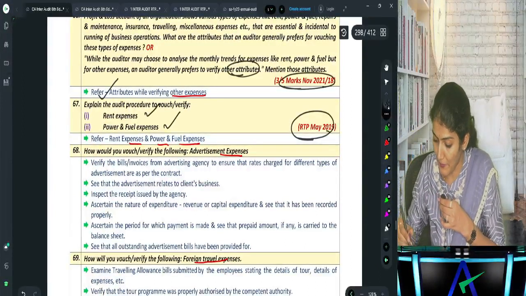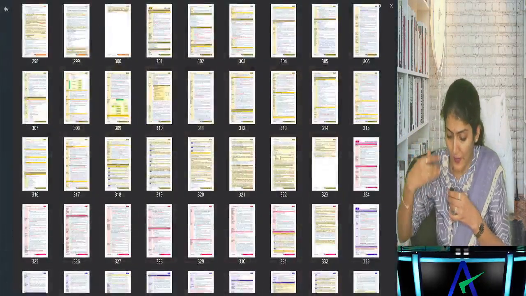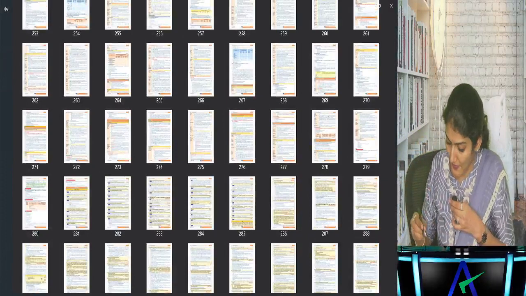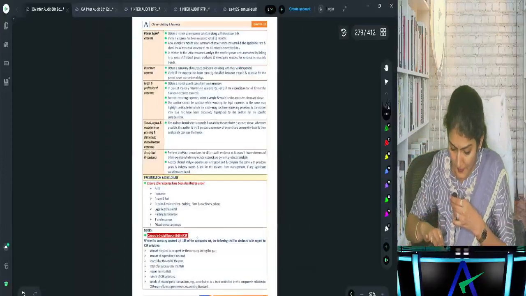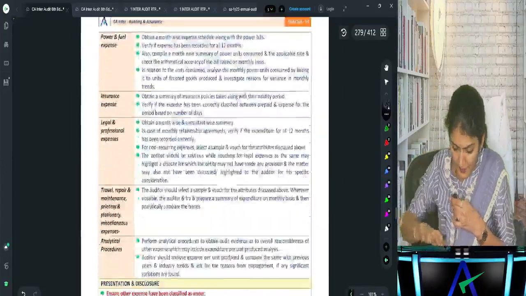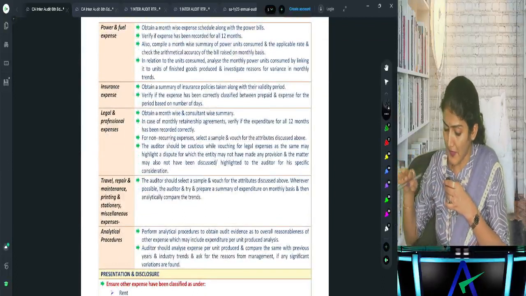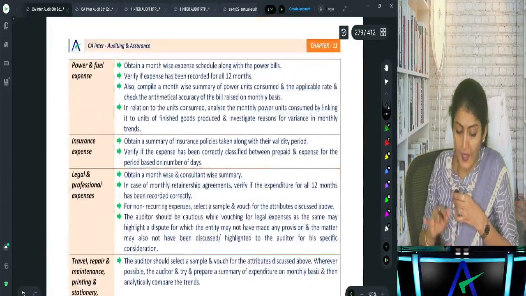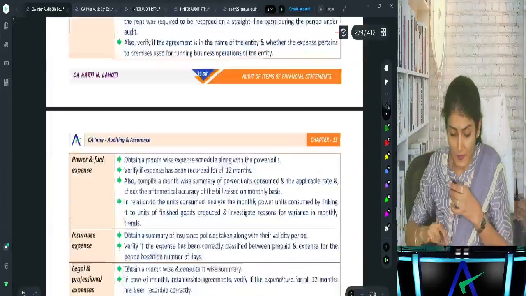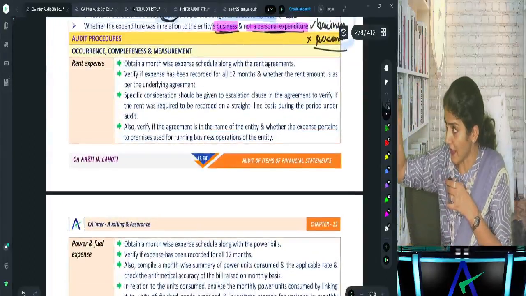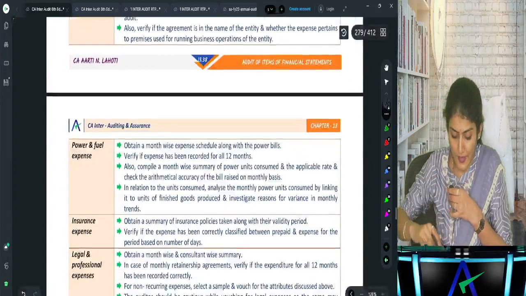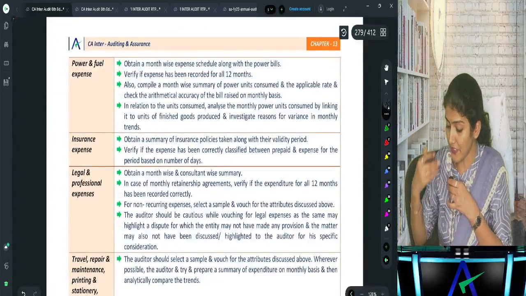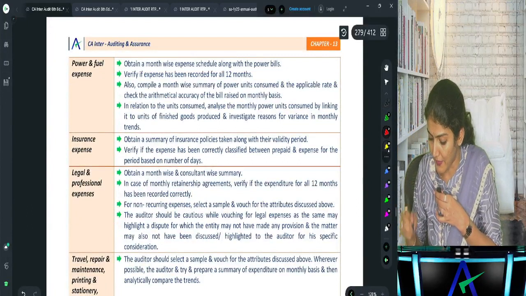Right, so right now I am discussing with you the rent expense, power and fuel expenses, then the legal and professional expenses. Then after legal and professional expenses, what other expenses are over there? The travel, repair, maintenance, printing, stationery, all miscellaneous expenses put together, and then the analytical procedures. Right, so now which are the first ones? Rent expense, power and fuel expense, and the insurance expense. And then after that you have the legal, professional, then miscellaneous, and then the analytical procedure.